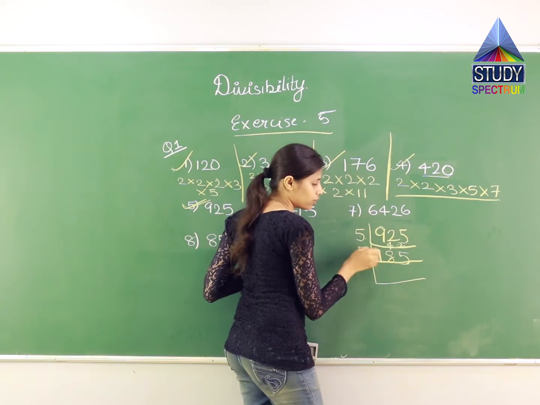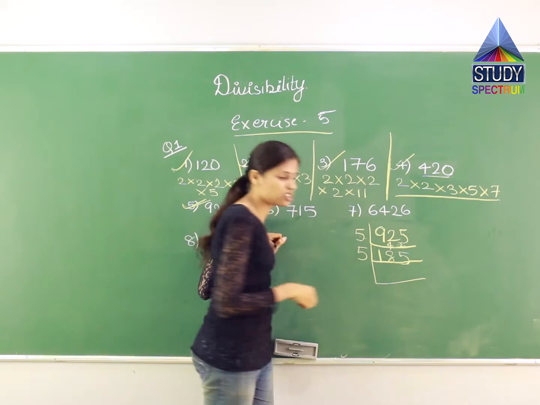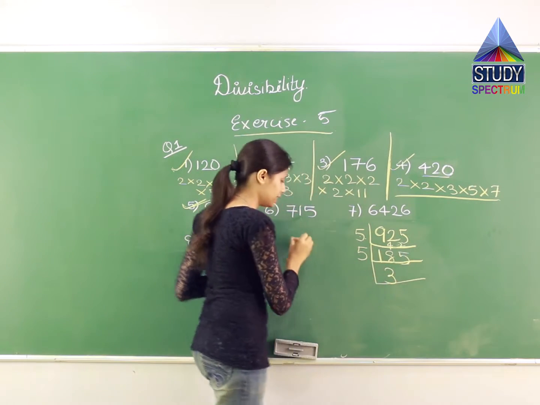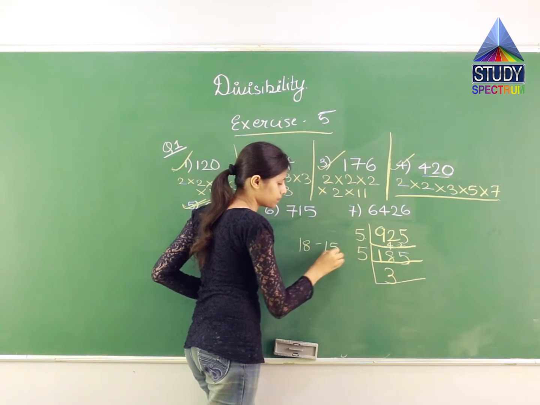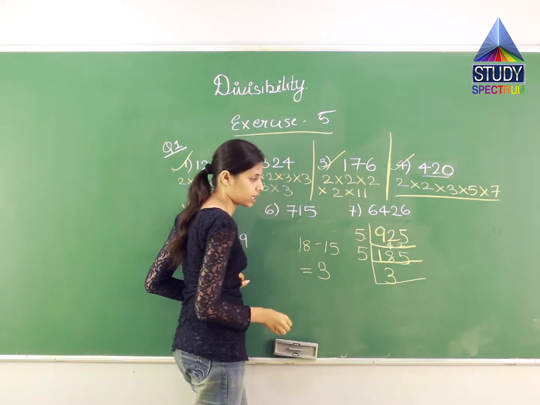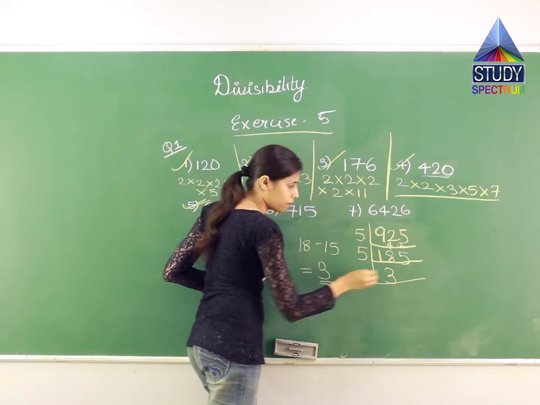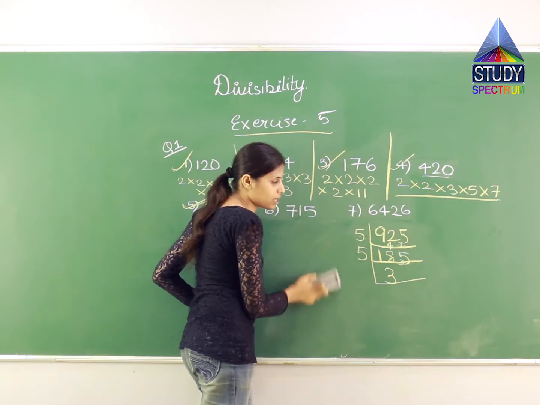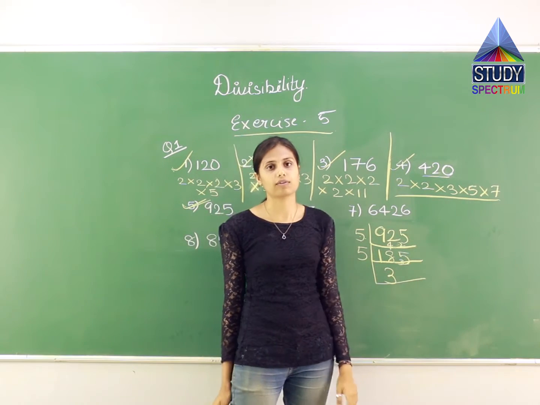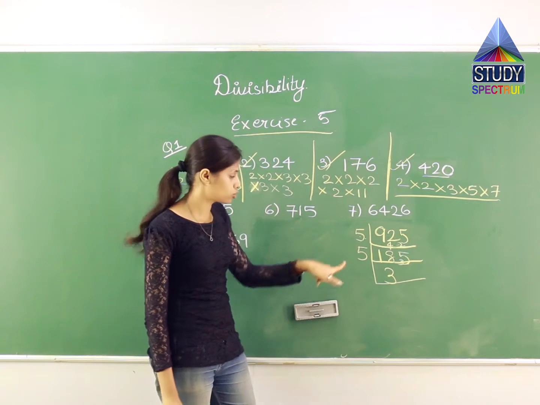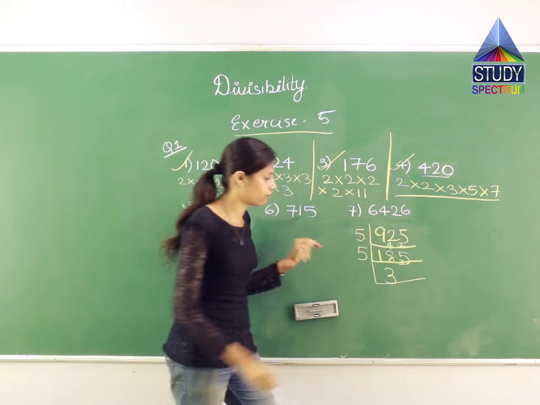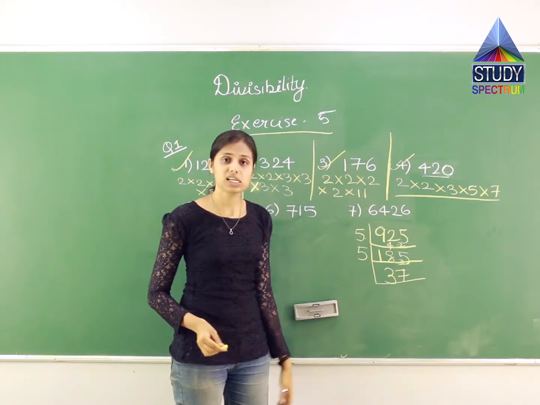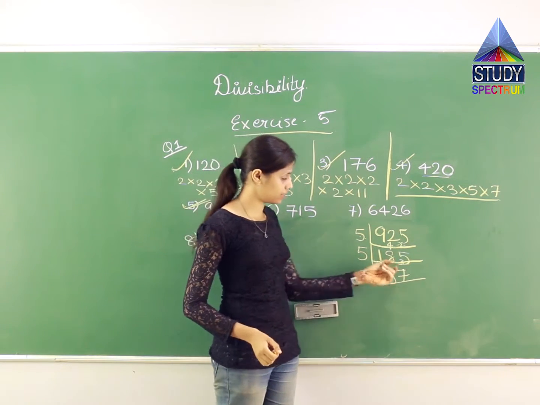So 5 ones are 5, 5 twos are 10, 5 threes are 15. 15 is closer to 18, right? So 5 threes are 15. But over here I have 18. So 18 minus 15, which gives me 3, right? So this 3 I will write in front of the 5, 35. So 5 multiplied by something which gives me 35. 5 7s are 35. So I will write 7 over here, right? So I got 37. Now I have got 37.